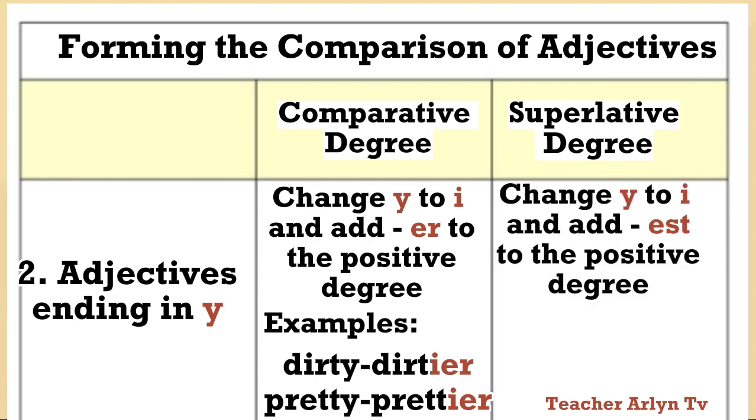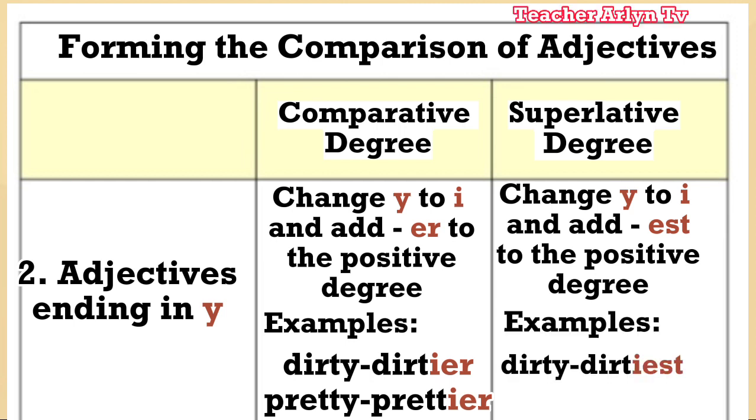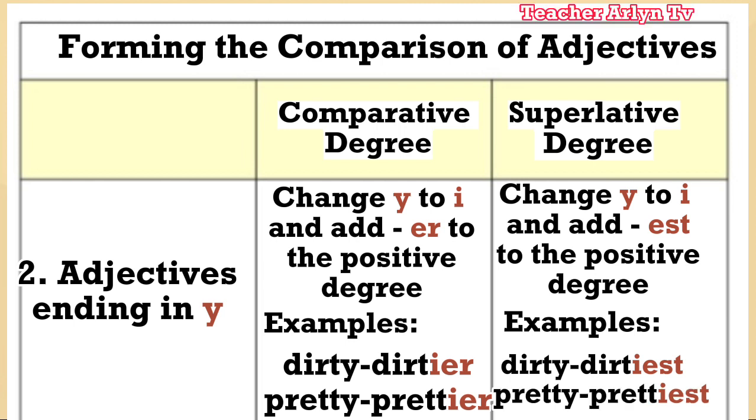In superlative degree, change y to i and add est to the positive degree. Examples, dirty, dirtiest. Change y to i and add est. So dirty becomes dirtiest. Pretty, prettiest. Change y to i and add est. Pretty becomes prettiest.